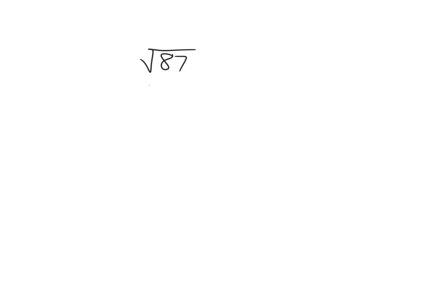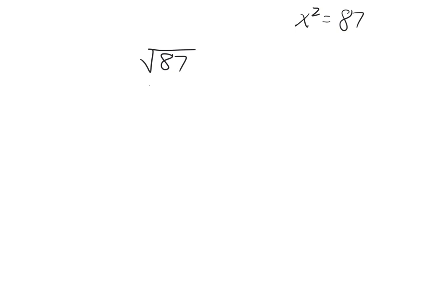Okay, if you want to approximate how to take the square root of a number, remember the square root of 87 is saying what number times itself twice is going to be equal to 87. And we know it's a square root here, not a cube root or fourth root or anything like that.